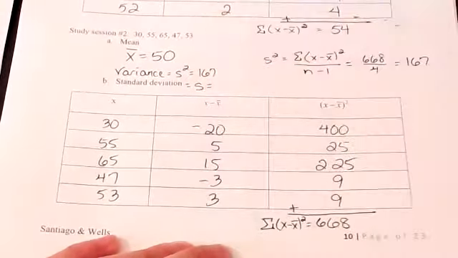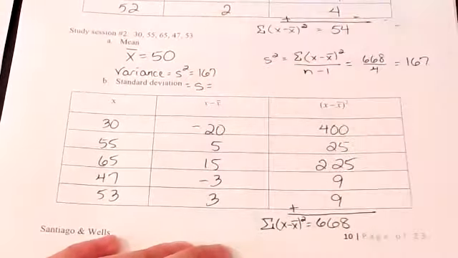What questions do you have for me? Anything I can help clear up? When you divided 668 by 4, where did you get the 4 from? The 4 represents 1 less than the number of items that we have in our set. In our set, we have 5 items, so that's n. So I'm going to write here that n is equal to 5. And you always divide by 1 less because we are trying to create an unbiased estimator. Okay, thank you. You're very welcome.